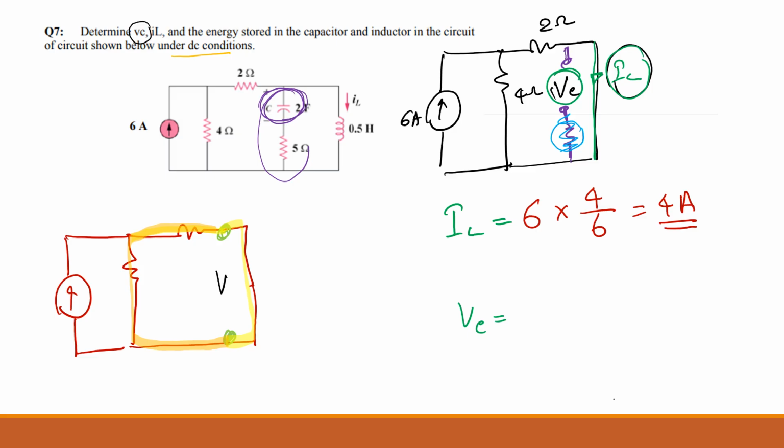Voltage VC is 0, because there is no resistance along that path. So voltage is the current times the resistance, so that is 0. Am I right? If you use the other orange path, what will happen?